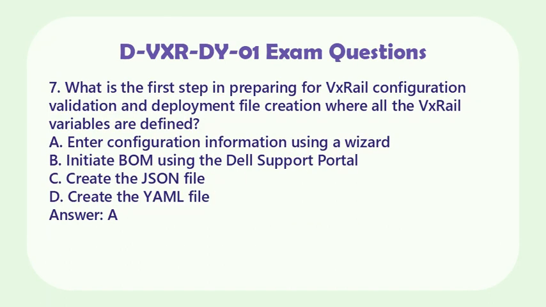7. What is the first step in preparing for VxRail configuration validation and deployment file creation where all the VxRail variables are defined? A. Enter configuration information using a wizard. B. Initiate BOM using the Dell Support Portal. C. Create the JSON file. D. Create the YAML file. Answer: A.